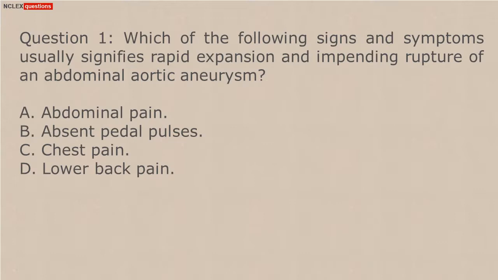Question 1. Which of the following signs and symptoms usually signifies rapid expansion and impending rupture of an abdominal aortic aneurysm? A. Abdominal pain. B. Absent pedal pulses. C. Chest pain. D. Lower back pain.